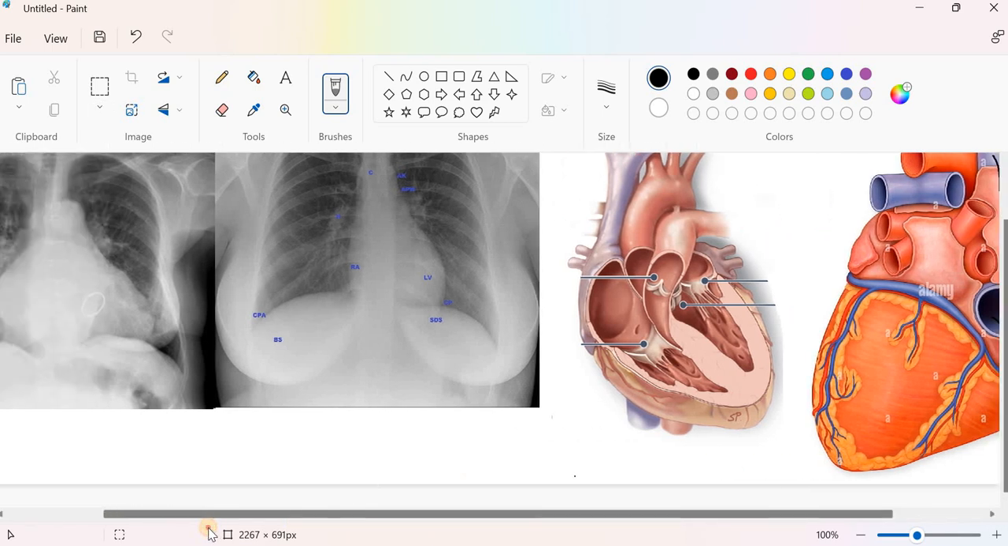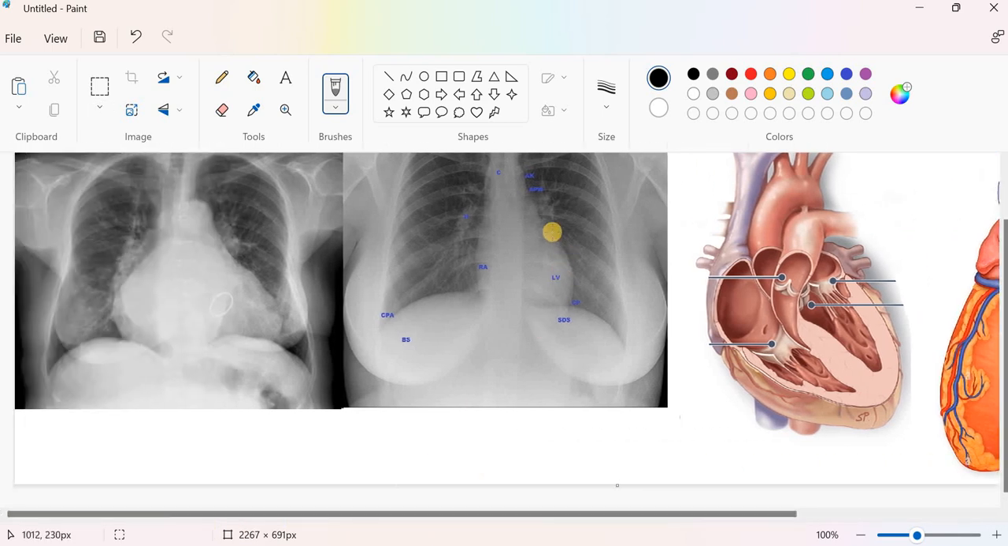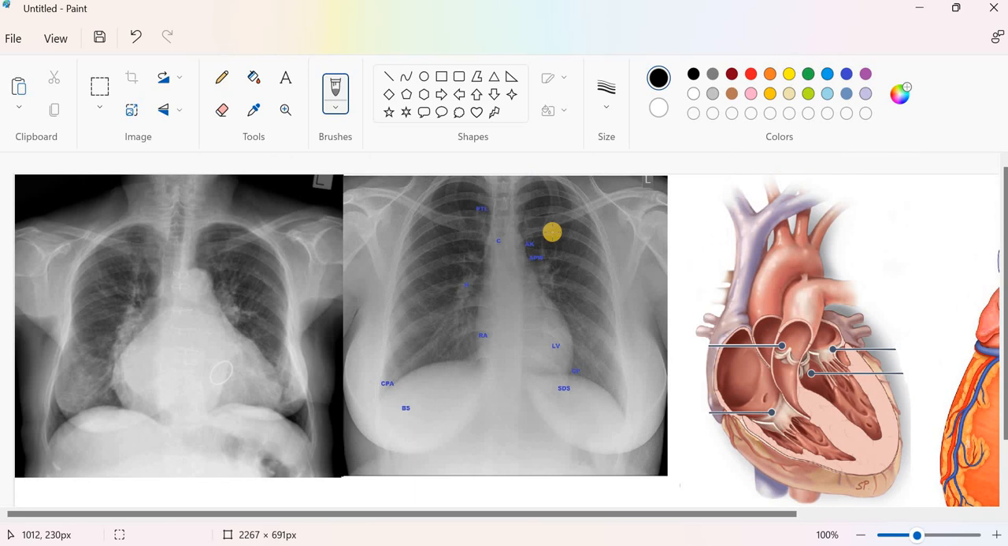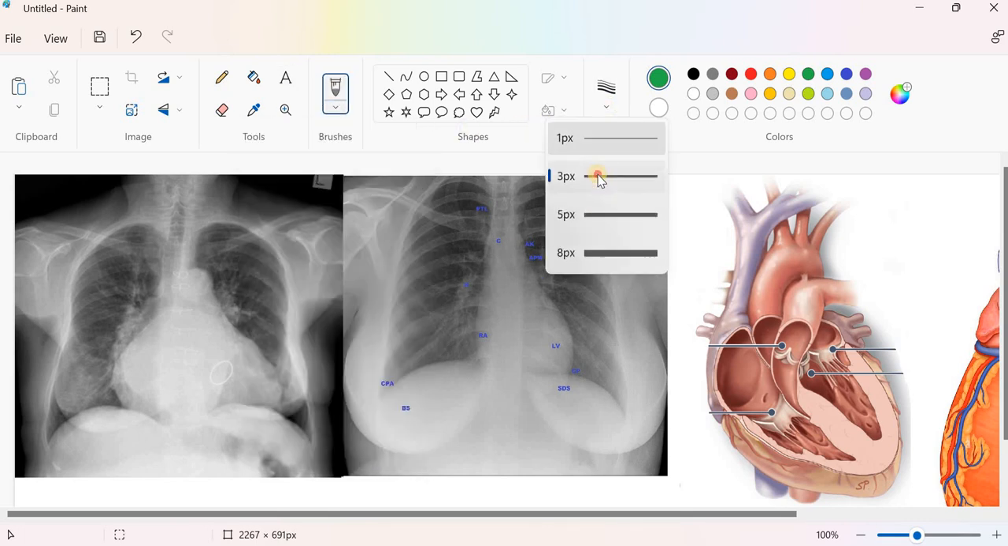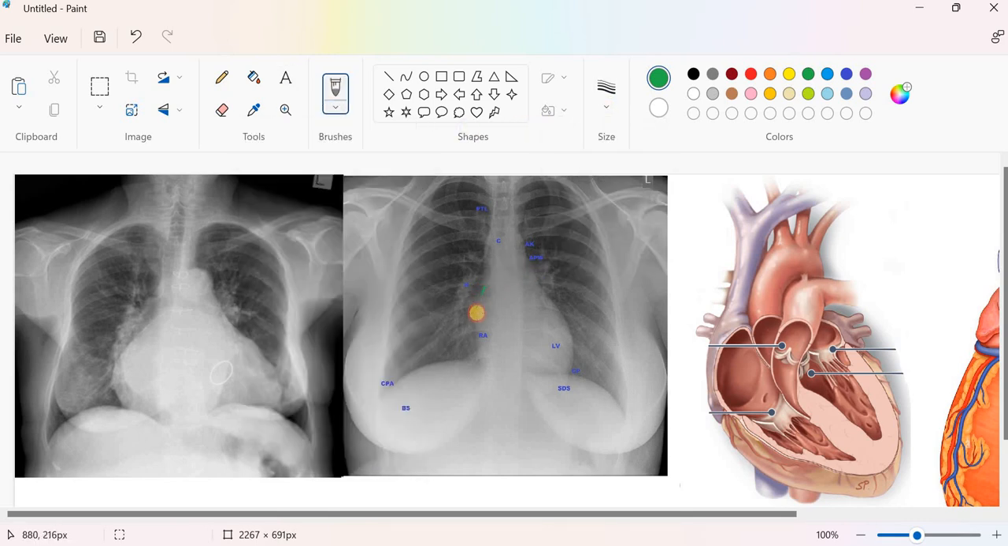So let us see the double density sign. This is the normal cardiac shadow, normal chest X-ray. Okay. So now, as you see, we can detect in the normal chest X-ray again once more. We can comment that this is the right atrium. Its lower part is surely the inferior vena cava, while this part is the superior vena cava.